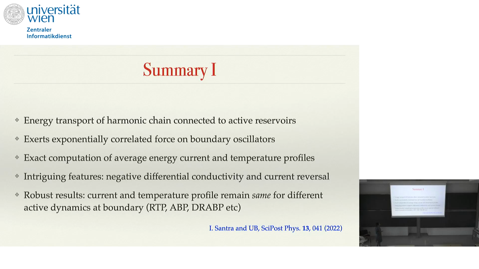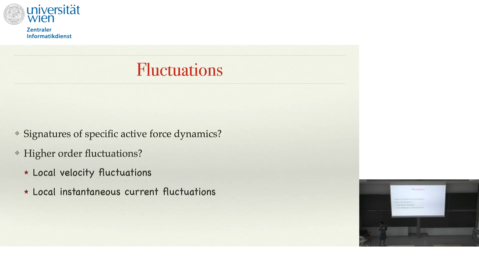So the next question is, how do we distinguish between different sorts of active forces? Whether it's RTP or ABP or AOUP, how do we distinguish that? So naively, one would expect that if we go to higher order fluctuations, so instead of average energy current, if we look at energy current fluctuations or velocity fluctuations, then we might be able to see signatures of the specific dynamics of the active force. So this is what we started to do.